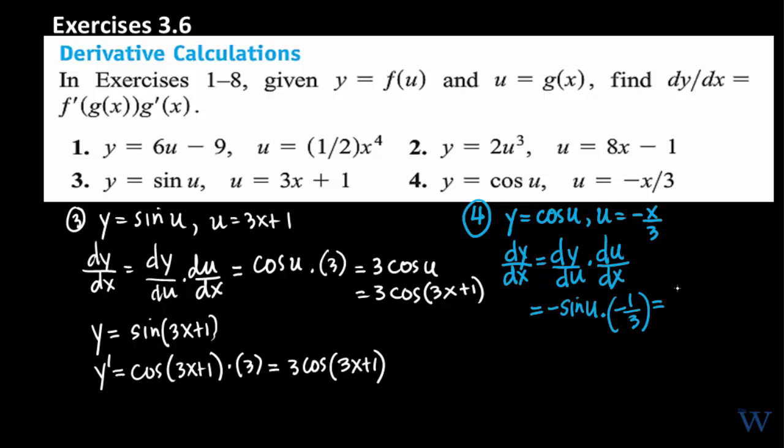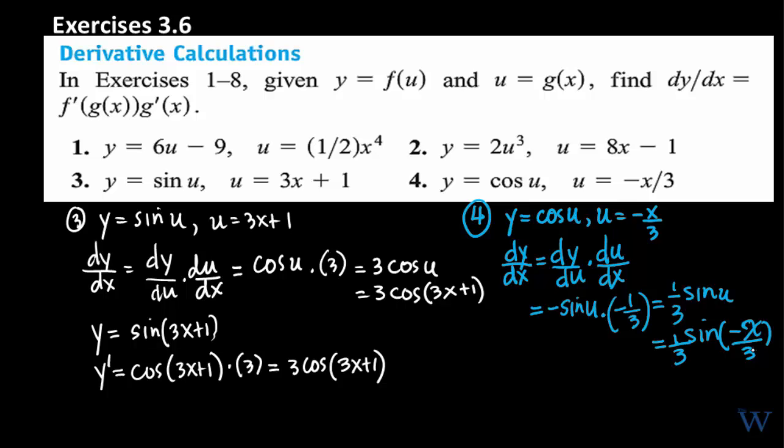So that becomes minus sine. Well, it's no longer minus because it's negative times negative, and put the 1/3 in the front. So it's really 1/3 sine of u. But then we want this in terms of x. So now you apply the composition. So what is u? 1/3 sine of, again, what's u? Minus x over 3. Okay.